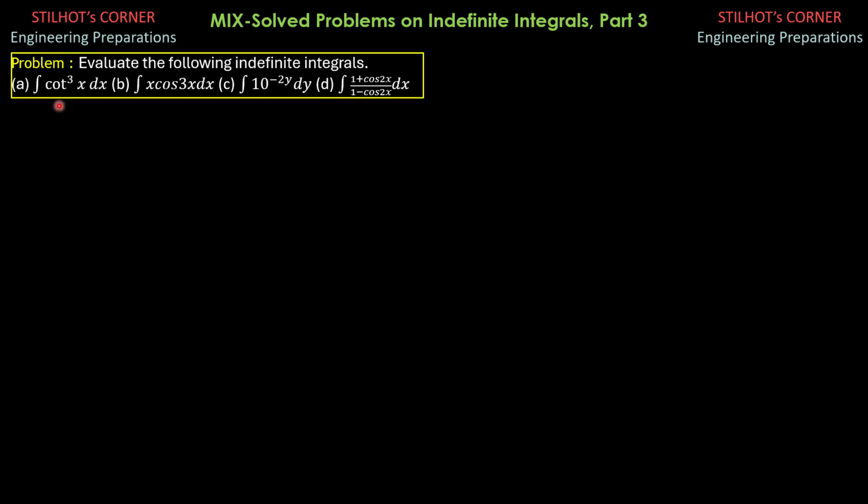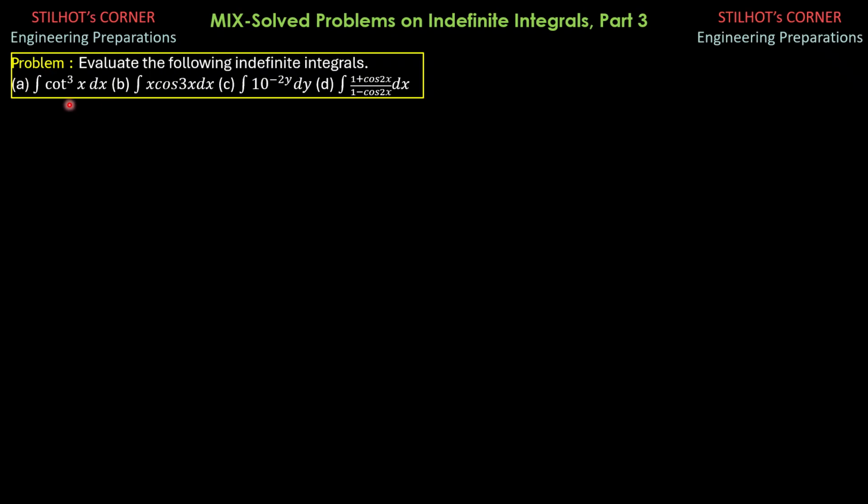So there's no direct formula for the integral of cotangent cube x dx. You might be tempted to evaluate this using the power formula. It's not the power formula because the differential of cotangent is ln of sine x. So there's no ln of sine x here.